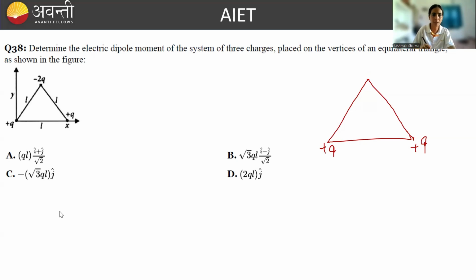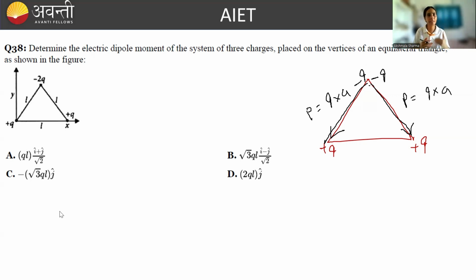But let's place this minus 2q differently. Here minus q, here minus q. So you can see clearly this is one dipole and this is another dipole. Right? And both have dipole moment value equal to q into a. Here also it is q into a. The direction of dipole is from negative to positive, and its value is charge into separation. So this is this. Now we have to calculate their resultant in terms of i cap and j cap.